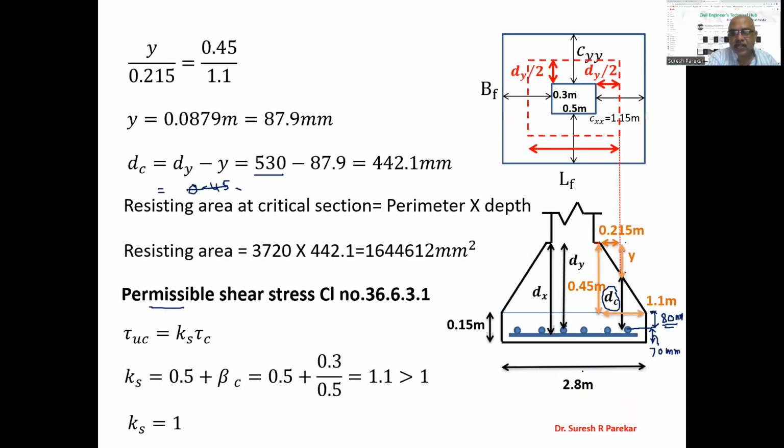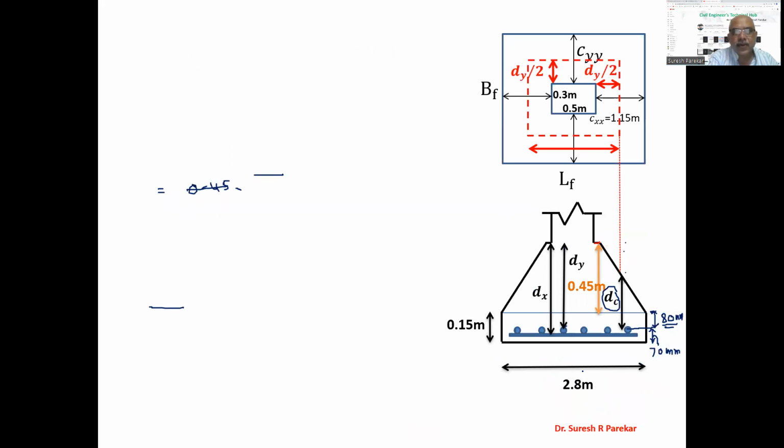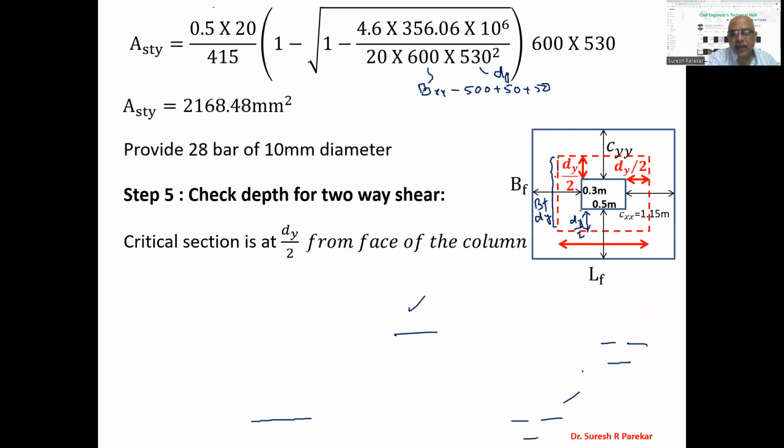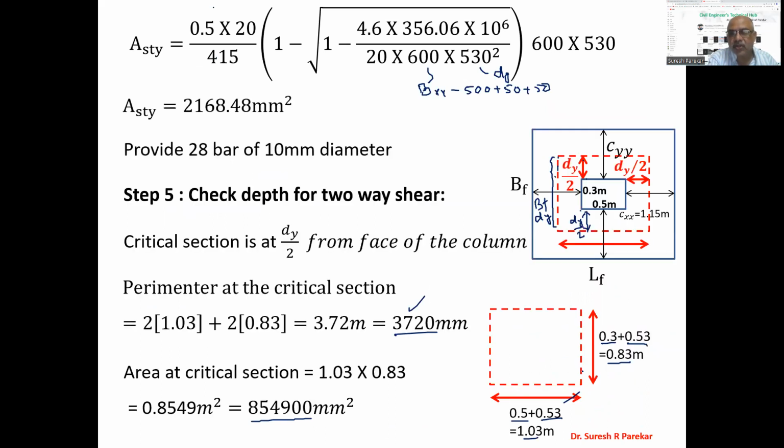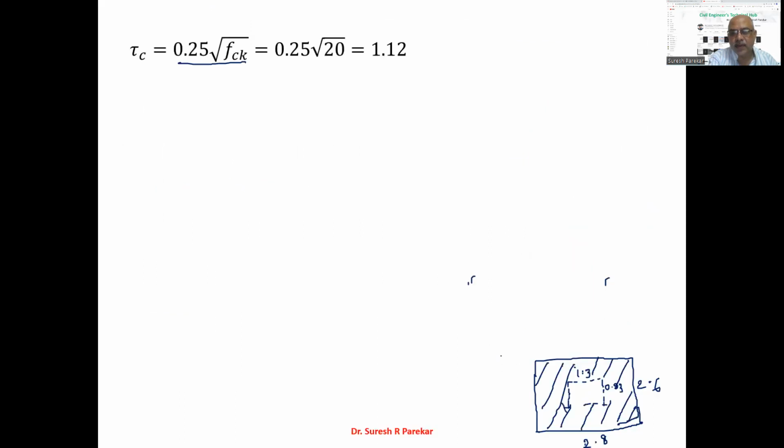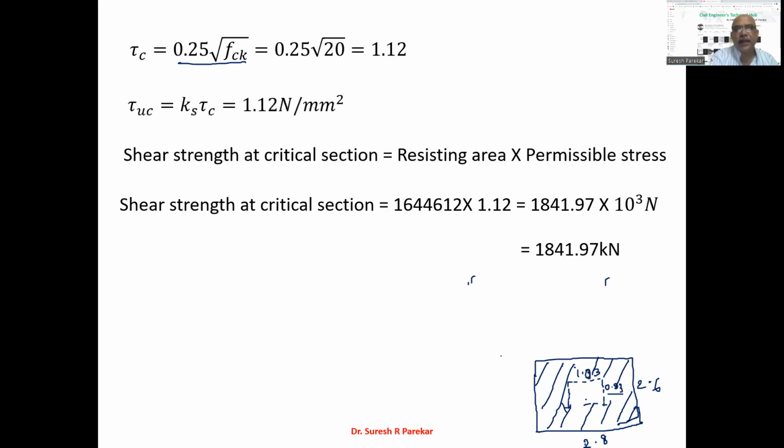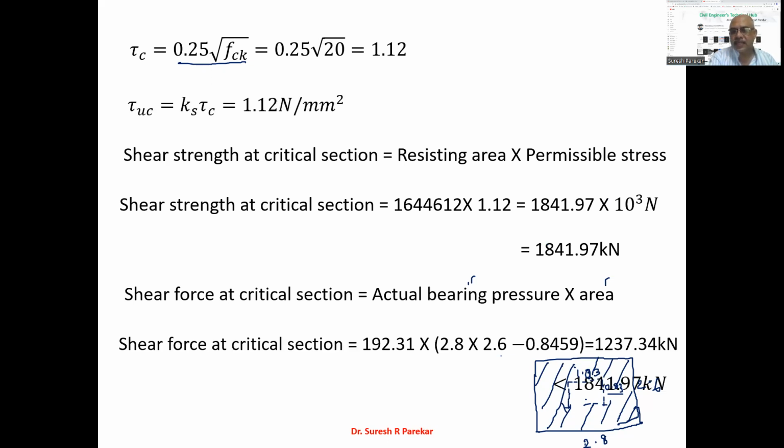So critical, I will just go over there. So we have critical area. Is it correct? 1.03 and 0.83. So this is not 1.3, it is 1.03 and 0.83. So that area we have subtracted. This dotted line area we have subtracted, because it will go down and the remaining portion will develop shear force. And this is greater than the actual strength of this, and therefore it's okay.